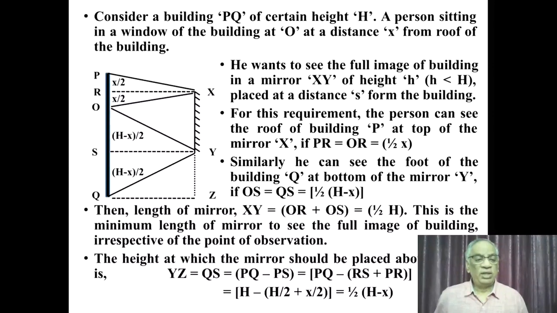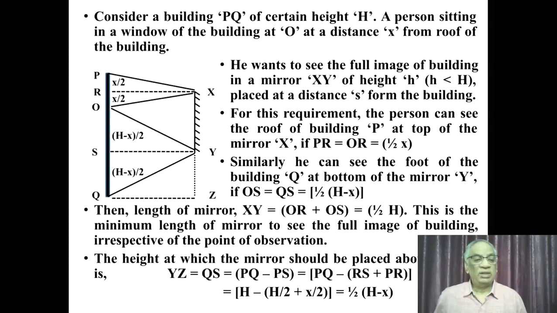Suppose PQ is capital H, XY is small h, and the person is sitting at O such that the roof of the building is at a height above X, so that the normal drawn from the point X touches the building at R.